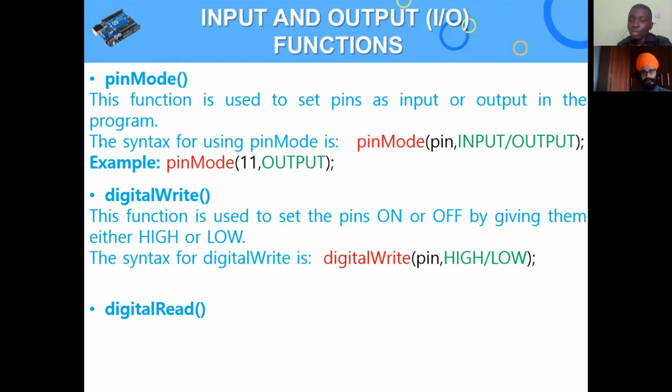The two inputs that it takes are the pin that I want to turn on, and then what you want to do. Is it high or low? High is 5 volts, low is 0 volts. An example is digitalWrite(7, HIGH).